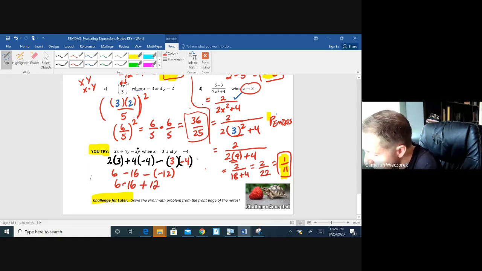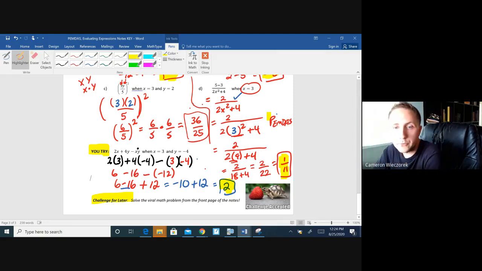And whenever I'm left with just subtraction and addition, I do it from left to right, whichever one shows up first. So I'm going to do 6 minus 16, which is -10. And then I'm going to add 12, which would give me positive 2. Okay, so again, we have the two big takeaways now. We did order of operations, and we evaluated expressions for a given value of a variable or variables.